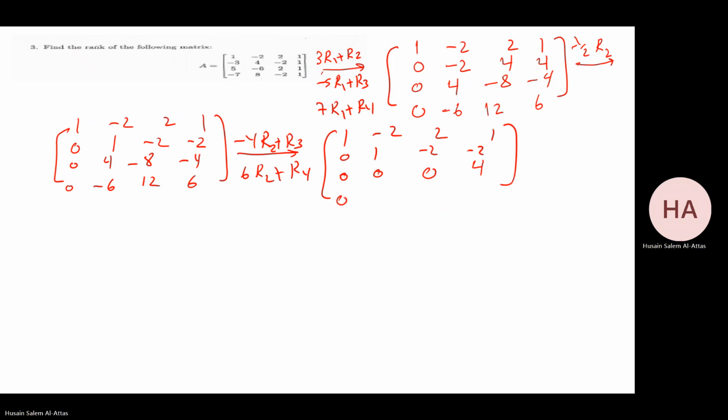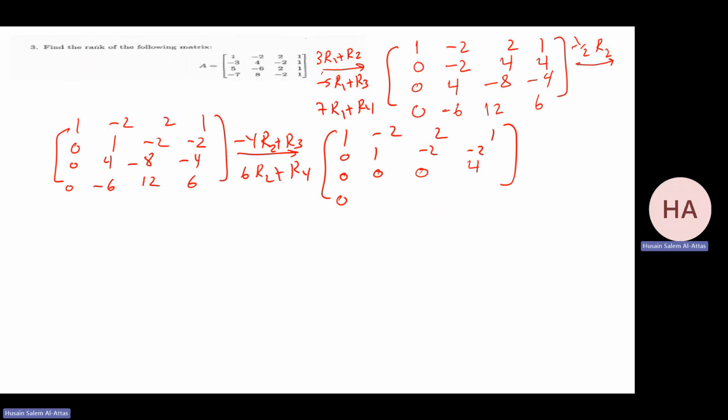Multiply the second row by 6 and add to the fourth row. Wait a minute. Second row, multiplying the second row by minus 4 and add it to the fourth one. By minus 4, that will be 8 minus 8, that will be 0, correct? By minus 4, that will be 4. Okay, correct. Just check it.